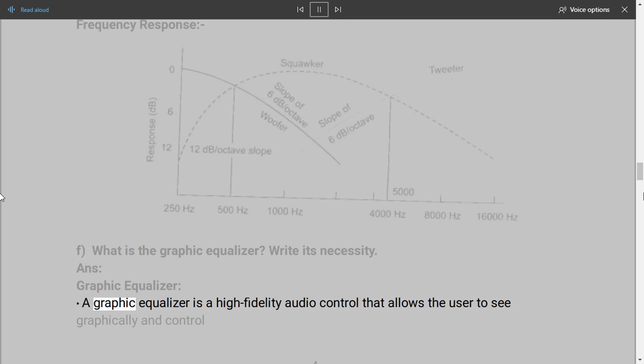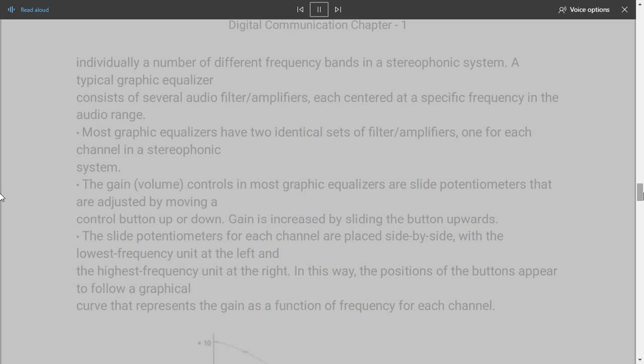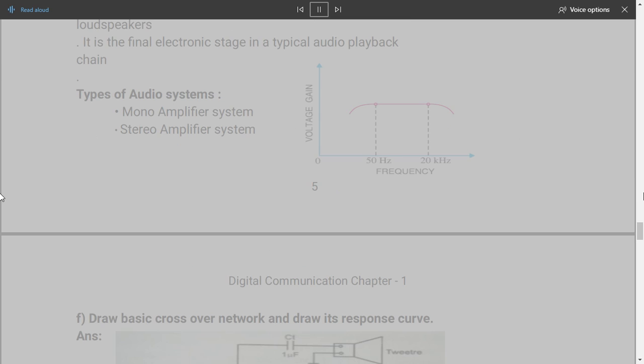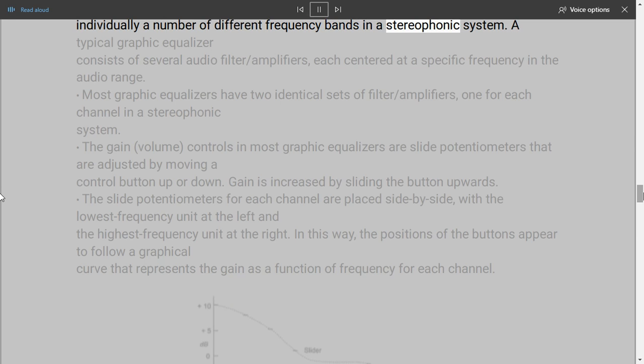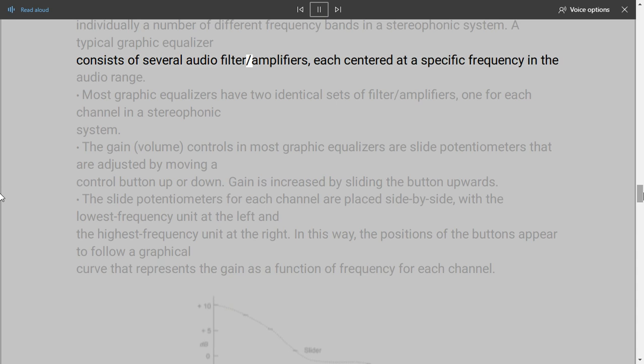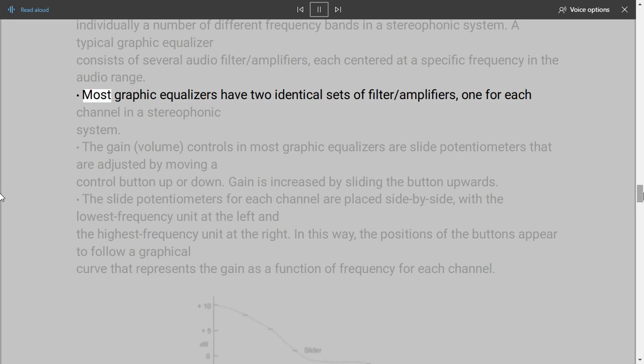A graphic equalizer is a high-fidelity audio control that allows the user to see graphically and control individually a number of different frequency bands in a stereophonic system. A typical graphic equalizer consists of several audio filter/amplifiers, each centered at a specific frequency in the audio range. Most graphic equalizers have 2 identical sets of filter/amplifiers, one for each channel in a stereophonic system.